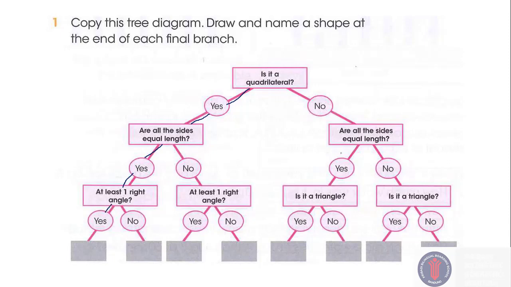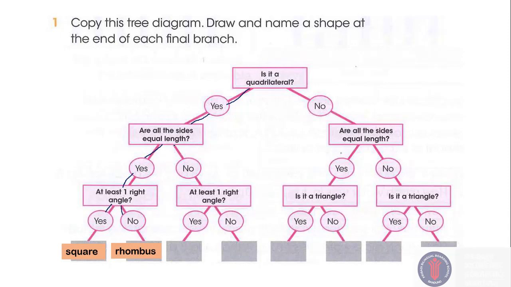So if it is yes, we can fill in square. But if there is no right angle, a quadrilateral that doesn't have a right angle is a rhombus. But square and rhombus, both of them have sides that are all equal.